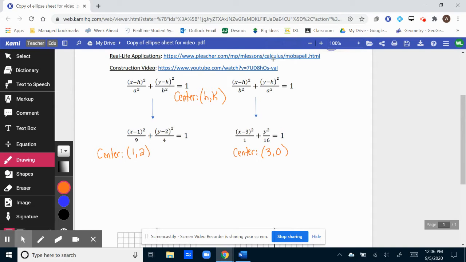It's x minus h. So in the equation, x minus 1 means h is 1. y minus k, so 2 would be k, so your center is at 1, 2 in the equation on the left. On the right, x minus 3, so 3 is your h. And then you just have a y squared, so that's really like y minus 0. So your center would be 3, comma 0.